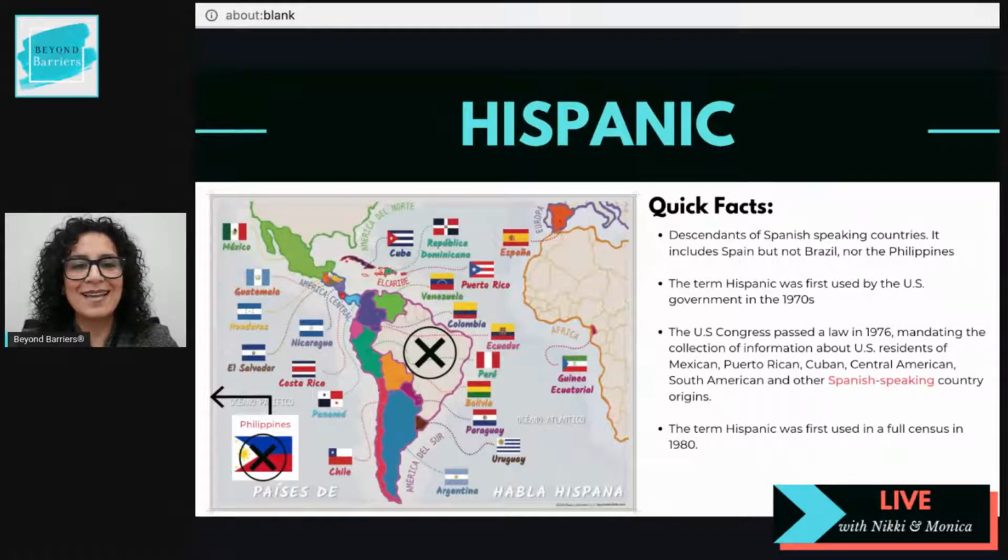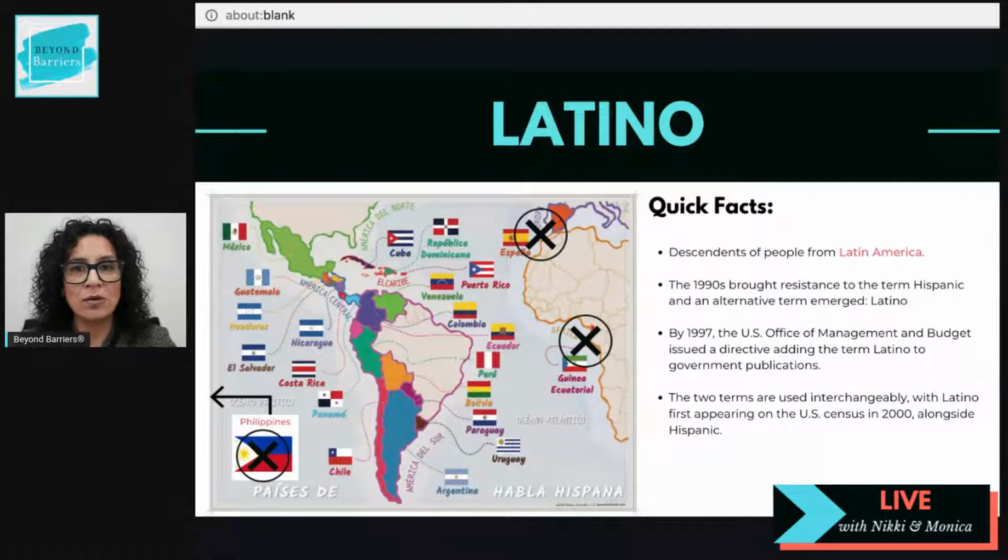If you can see, there's a flaw with that. There's 21 plus Spanish-speaking countries. But there were other people in the US who really identified with the Hispanic ethnicity, but they didn't necessarily speak Spanish. So that was Brazil, and in some cases, the Filipinos. So then you started having people start resisting the word Hispanic.